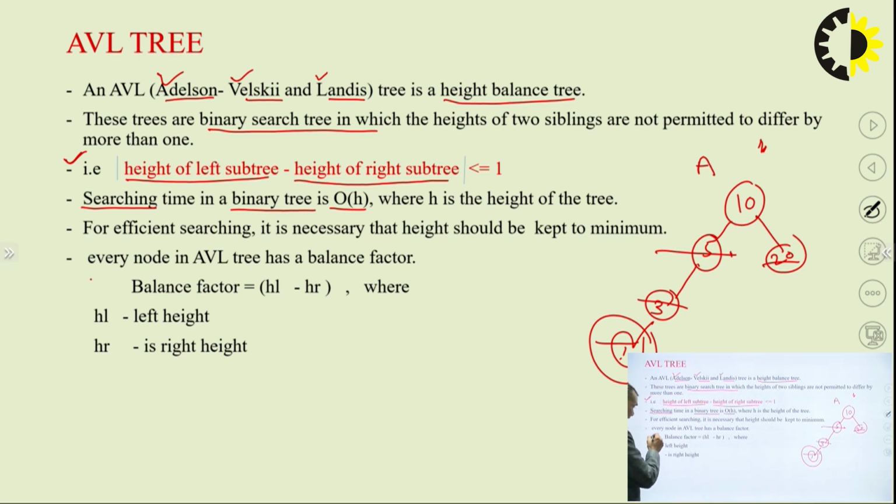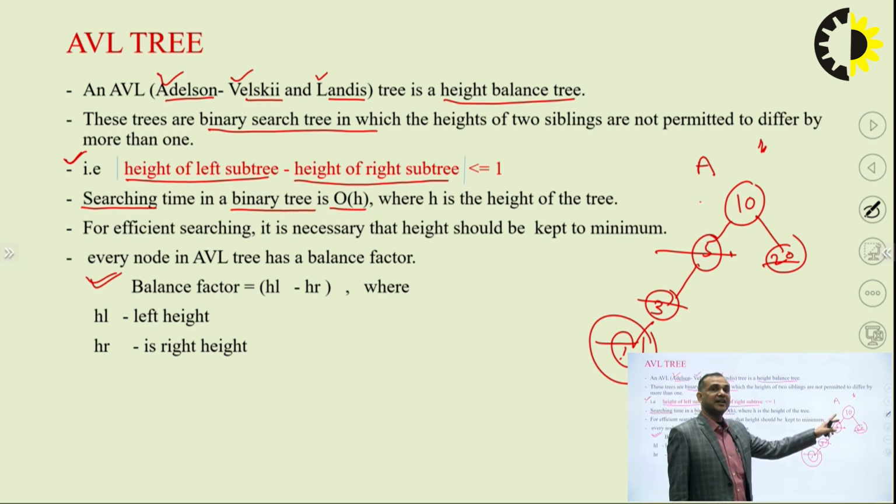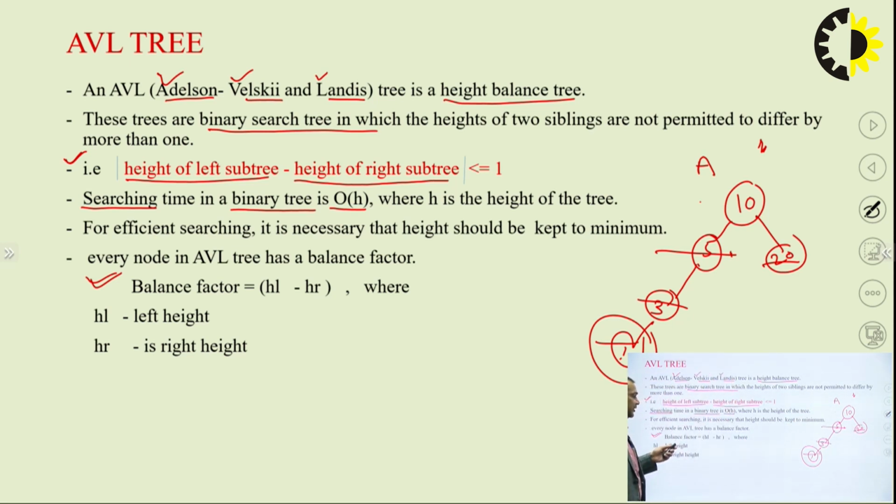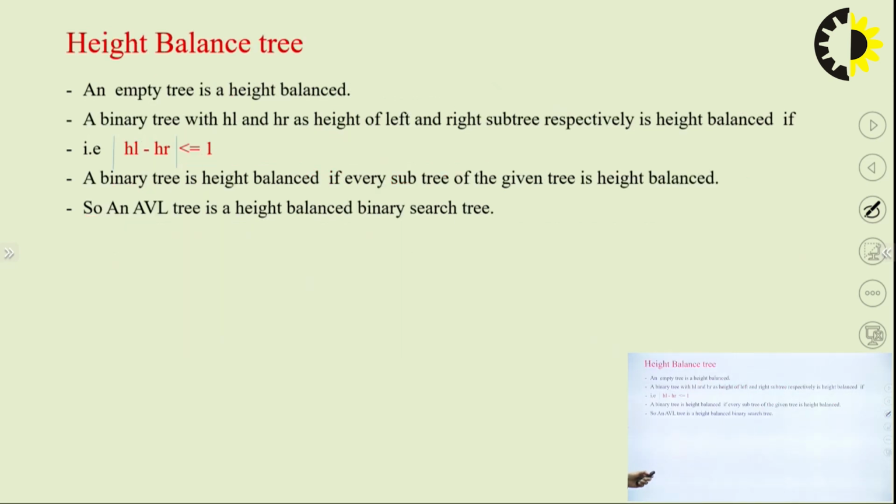Second thing, when we draw an AVL tree, every node that we insert has a balance factor. Every node in a tree has a balance factor, and how do we calculate the balance factor? The balance factor is calculated as HL minus HR, where HL is the left height and HR is the right height. And it is also known as the height balance tree. So it also satisfies, as we discussed here, that the modulus of left height minus right height is less than or equal to 1.